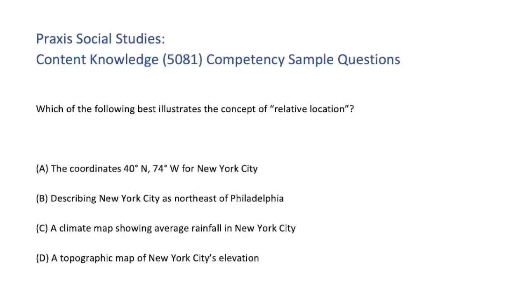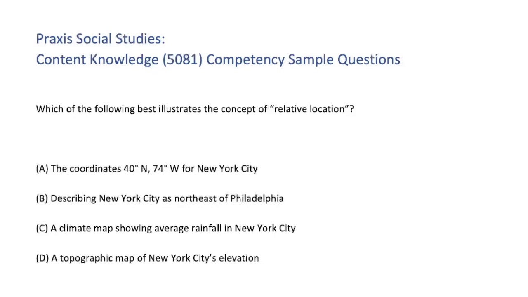Would it be A, the coordinates 40 degrees north, 74 degrees west for New York City? B, describing New York City as northeast of Philadelphia? C, a climate map showing average rainfall in New York City? Or D, a topographic map of New York City's elevation? As a strategy for a question like this, look for relational words such as near, north of, or adjacent to. When studying, focus on geography terms like absolute versus relative location.